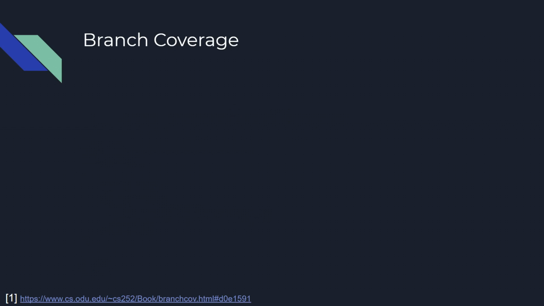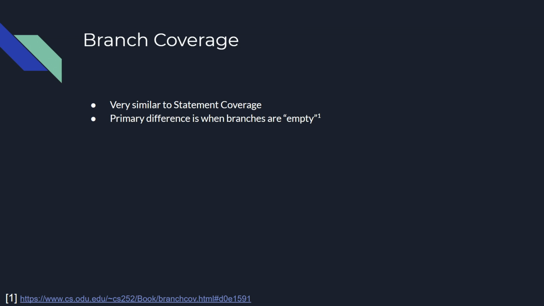The next level of white box testing we have is called branch coverage. Branch coverage is very similar to statement coverage. It is primarily different when the branches are empty. Quite often we have different branches going on in our program where we have an if statement or an else statement, and those can send the program off in different directions. So the primary difference between a branch coverage test and a statement coverage test is that in one test, all different possible branches have to be followed. So in one part of the test, the if statement has to return true. In another part of the test, the if statement has to return false.